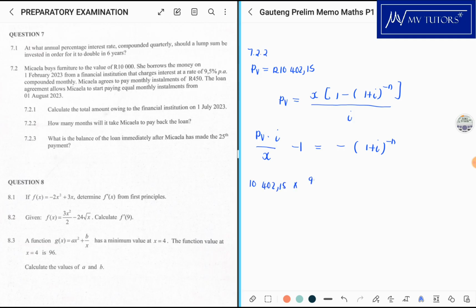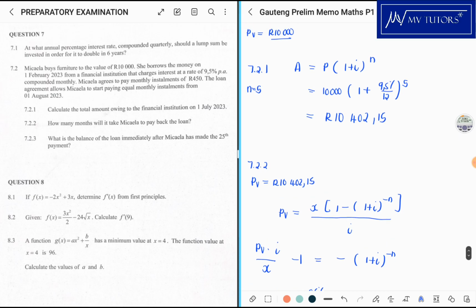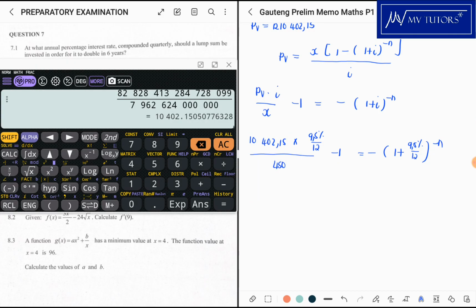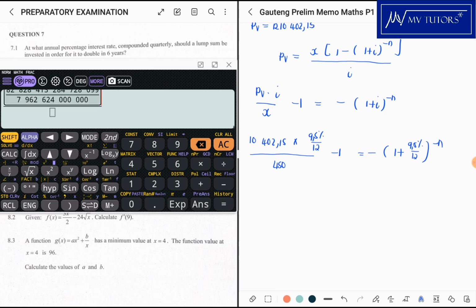So it's that multiplied by 9.5% divided by 12, and all of that is divided by x, which is 450. All right, and then minus 1. And then in there we have negative 1 plus the interest, which is 9.5% divided by 12 to the power negative n. Okay, so I knew I was going to need this answer, so I'm going to say that answer multiplied by 9.5% divided by 12 all over 450 minus 1.